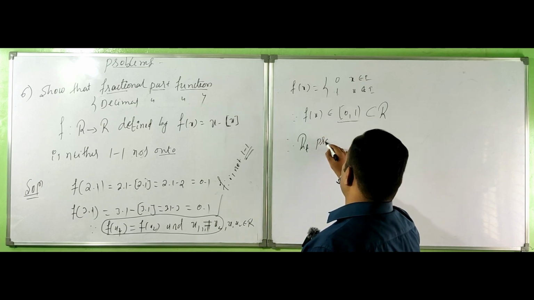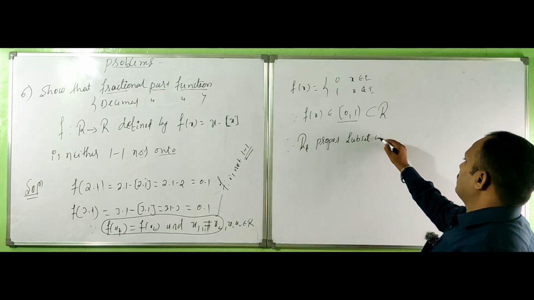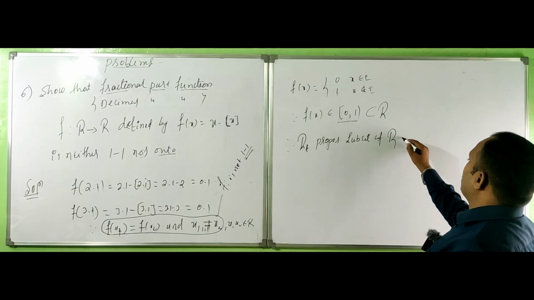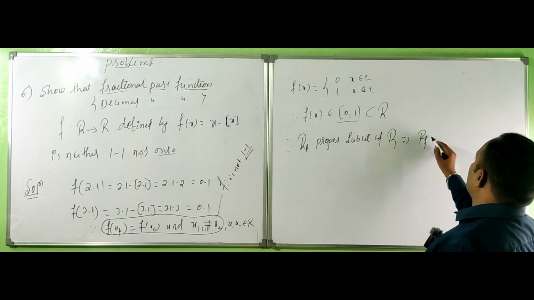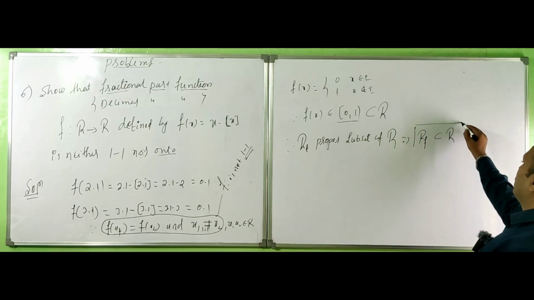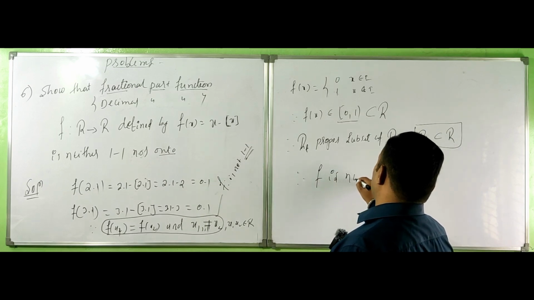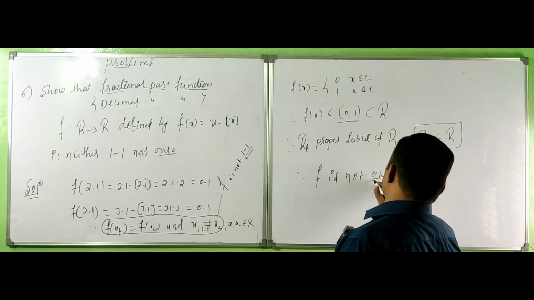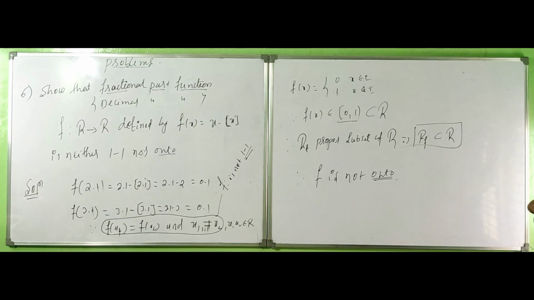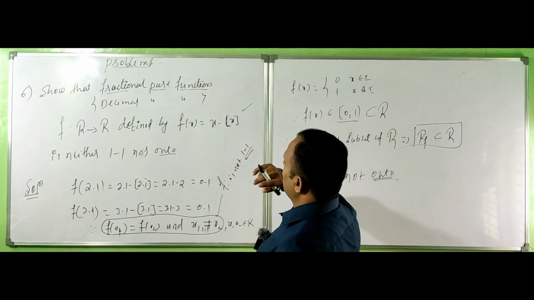Proper subset of R. This implies that the range of f is a subset of R. Therefore, f is not onto, because now if you put the value 0.1, this becomes 0, and this becomes 0.1.